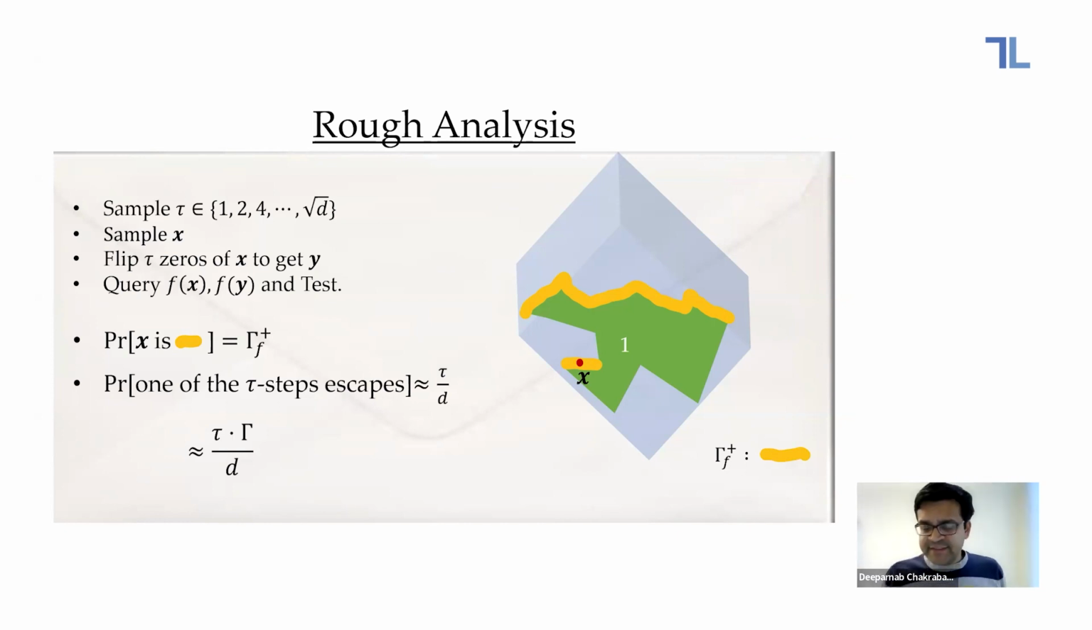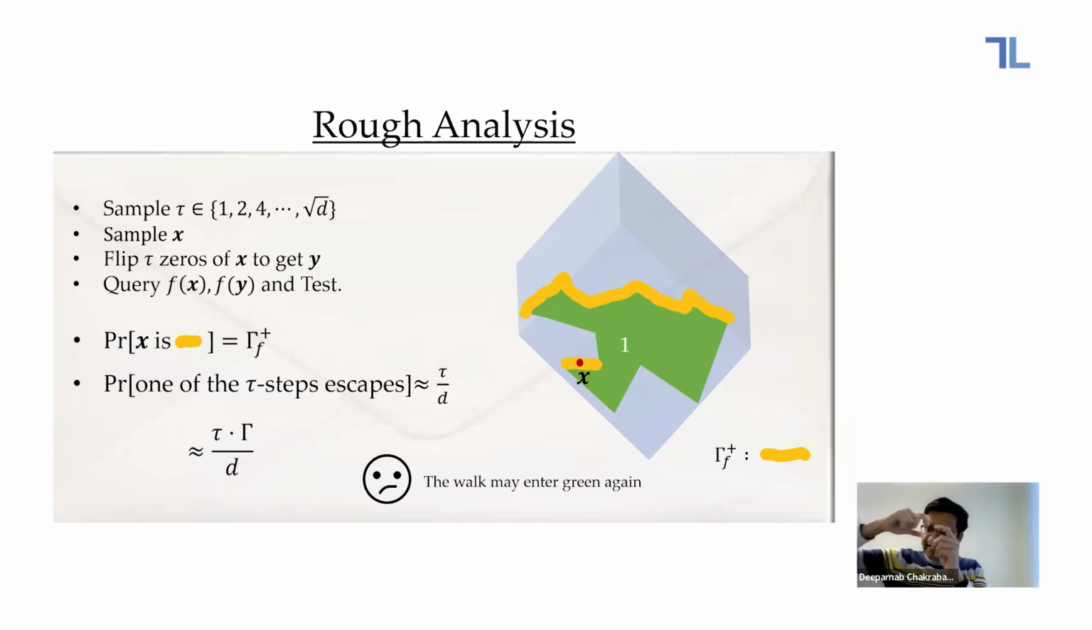Of course, the worry is that I might flip this coordinate 13 to get to the blue zone y, but the other coordinates might bring me back into the green zone again. So I might start here and want to flip this bit. Deeparnab, say one of the tau steps, but we are not checking after each step, right? No, we are not. The way to think about it is you picked a subset of tau coordinates, and this special dimension 13 is what takes x to the blue zone.